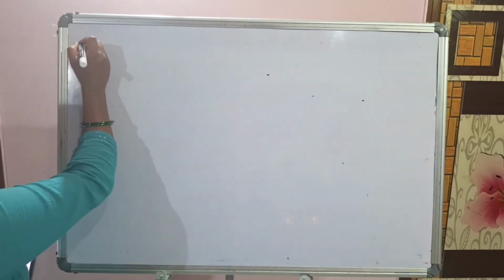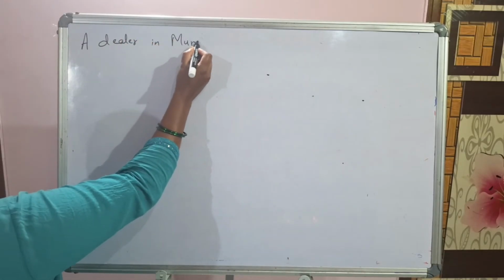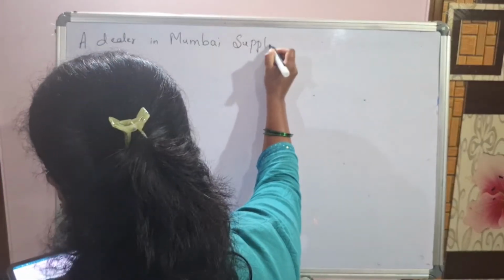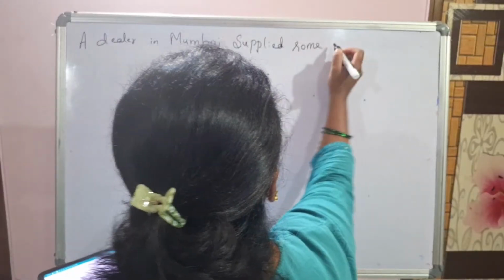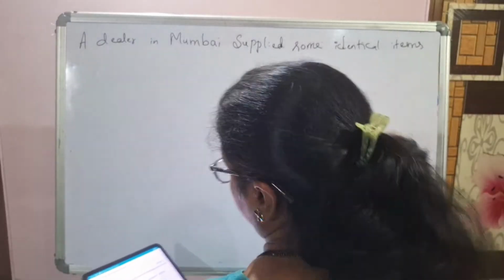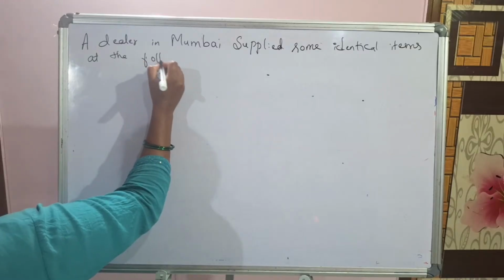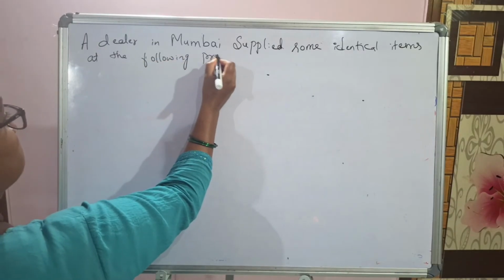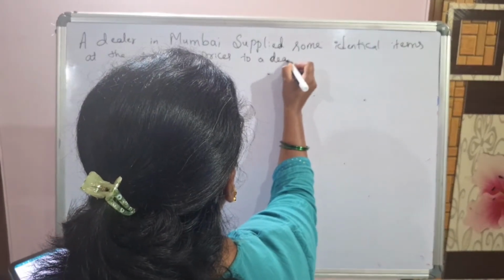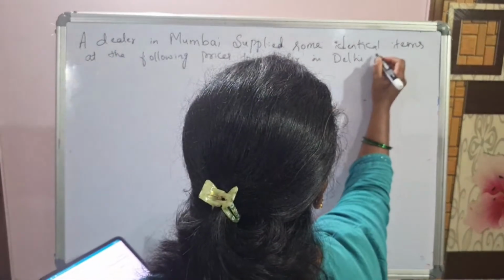The next question is: a dealer in Mumbai supplied some identical items at the following prices to a dealer in Delhi. Find the total amount of the bill.